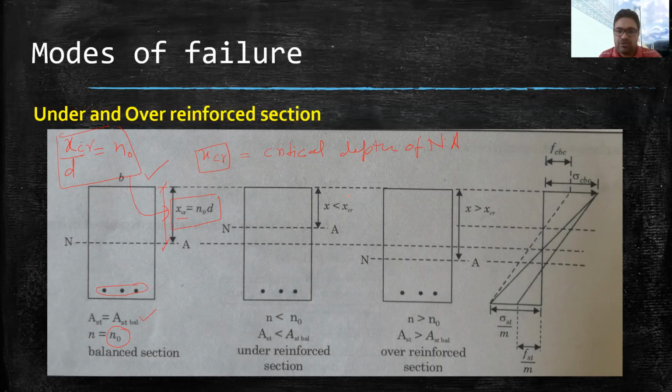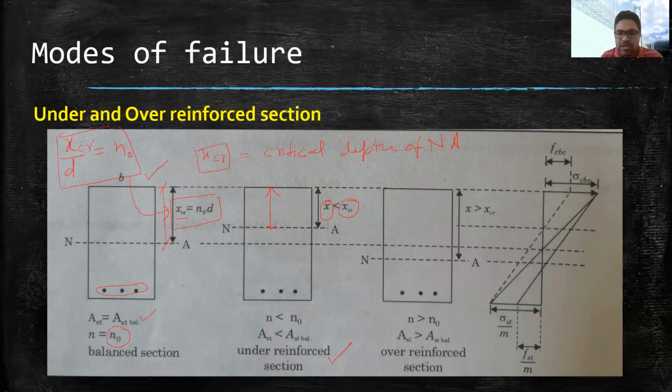In case of the under reinforced section, the depth of neutral axis, you can see in the second diagram, is lower than the depth of the balanced section. So here the depth of neutral axis of the under reinforced section will be lower than the critical depth of neutral axis XCR. Why is it happening? Because the steel is reaching its permissible stress first, while concrete still has some capacity to take the load.